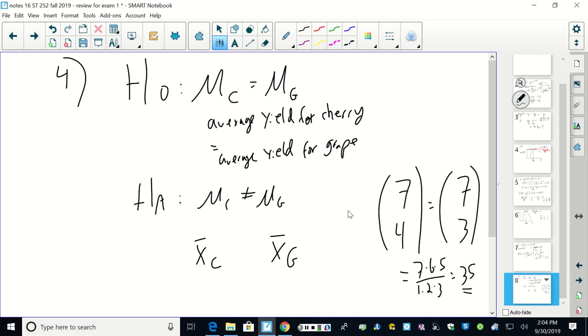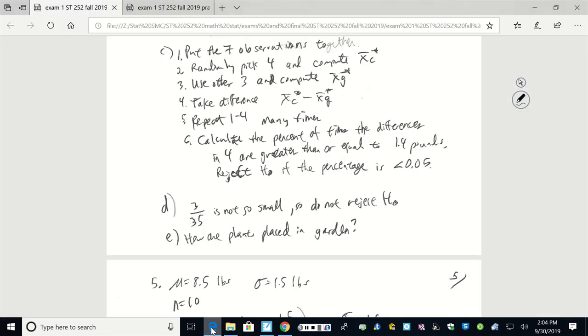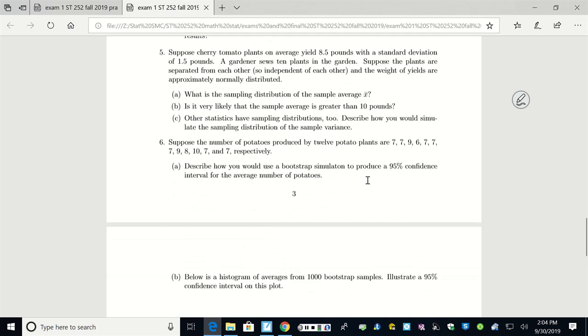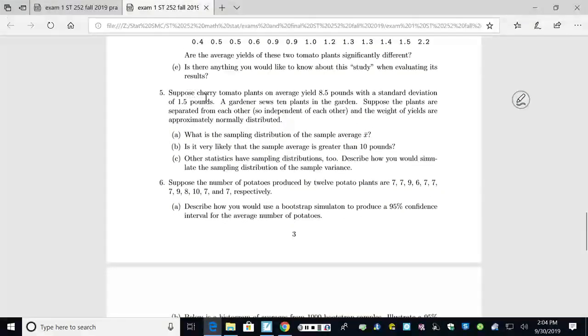Another thing we did is with normals. So here's a different one. Suppose cherry tomato plants average 8.5, with standard deviation of 15. The gardener sows 10 plants in the garden. Suppose the plants are separated from each other, so they're independent.